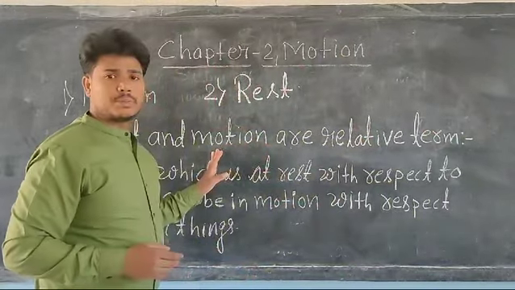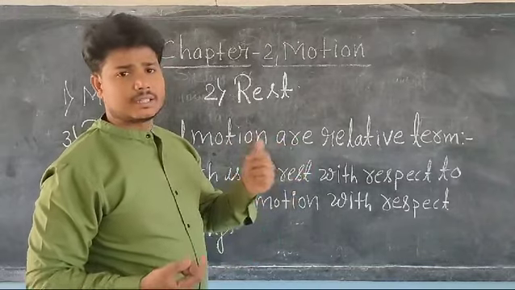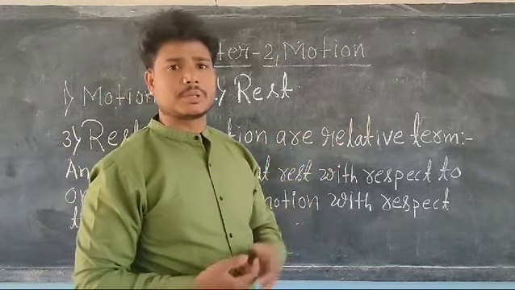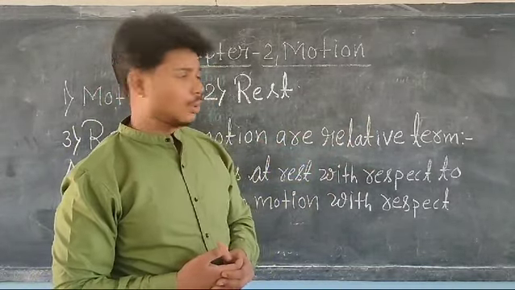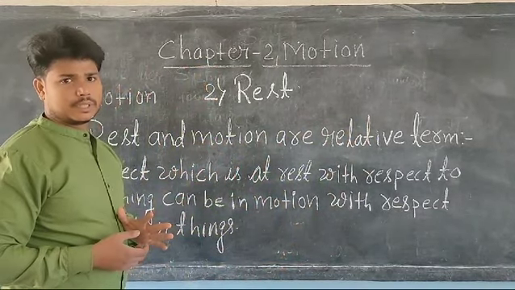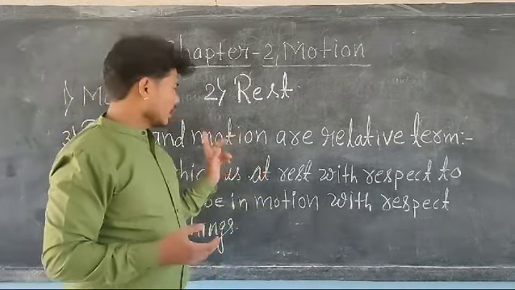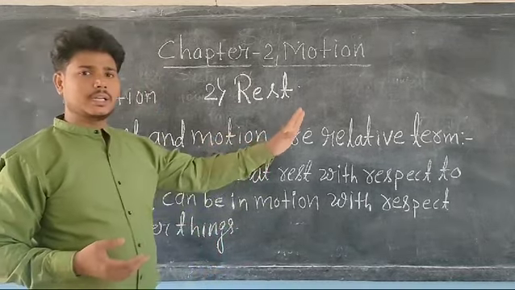Motion can be there with respect to one thing and rest can also be there with respect to another thing. So rest and motion are relative terms. These are the examples by which we can say that rest and motion are relative terms.